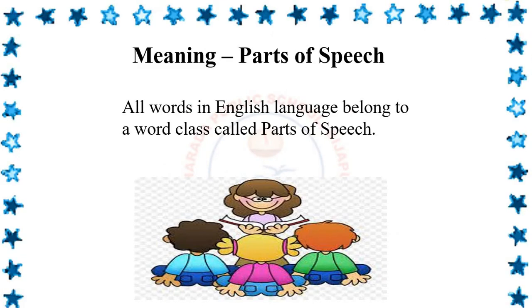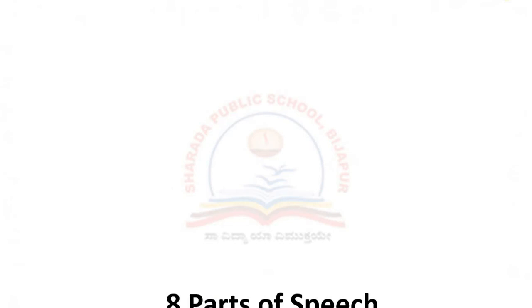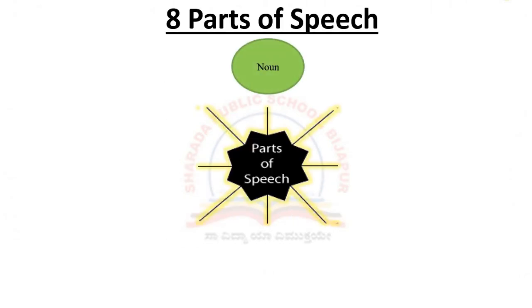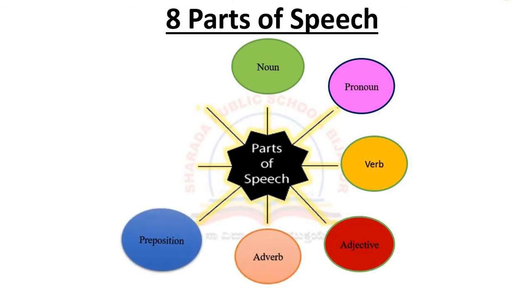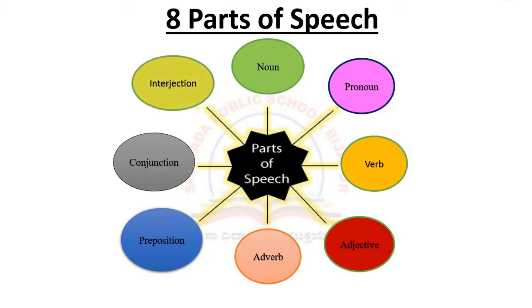All words in the English language belong to a word class called parts of speech. There are 8 main parts of speech. They are noun, pronoun, verb, adjective, adverb, preposition, conjunction, interjection. Children, in today's class, we are going to learn about adverb, preposition, conjunction, interjection.